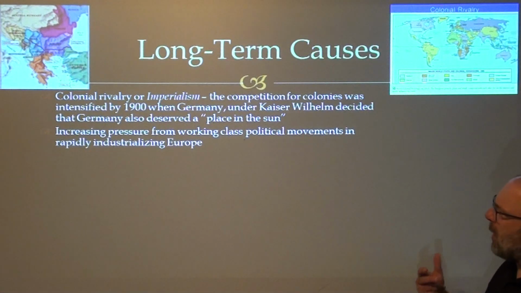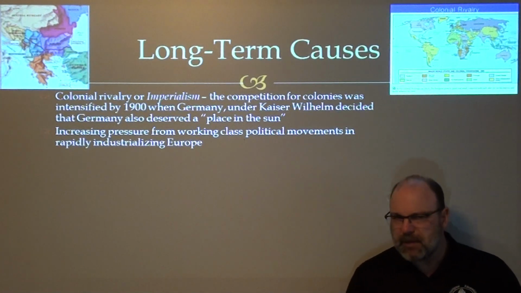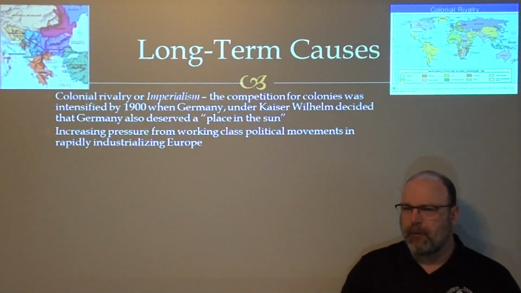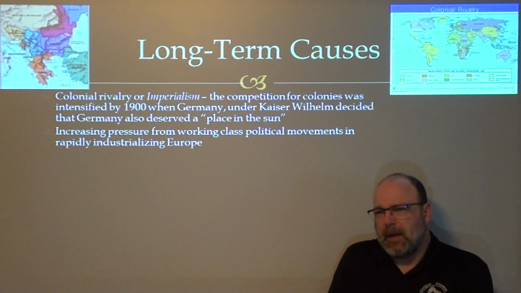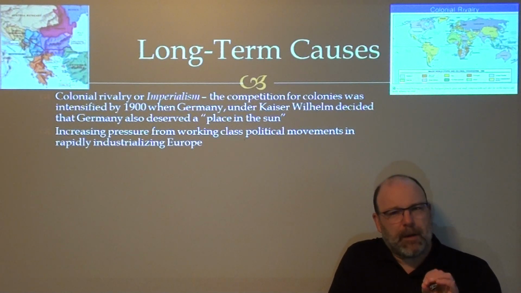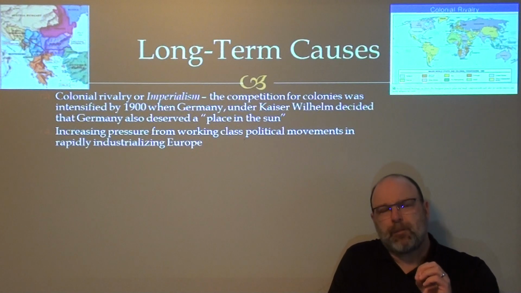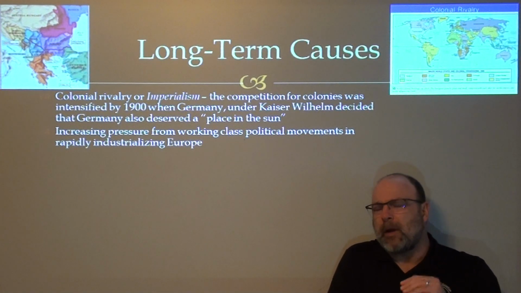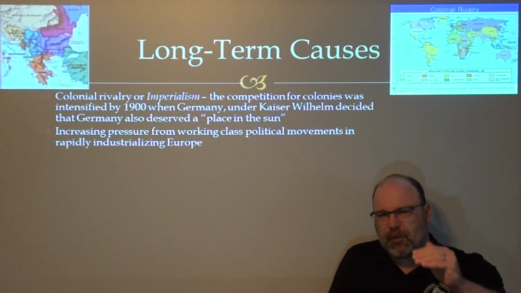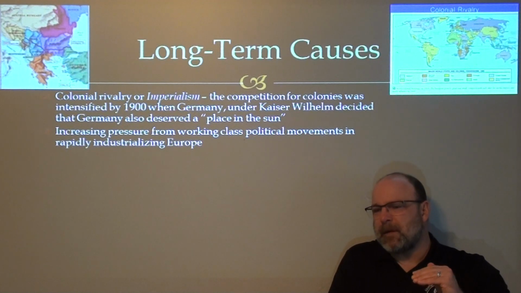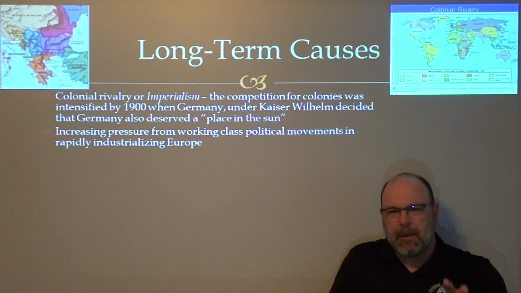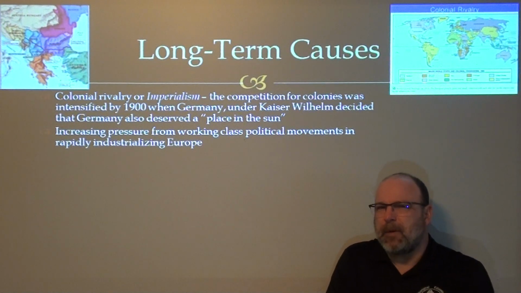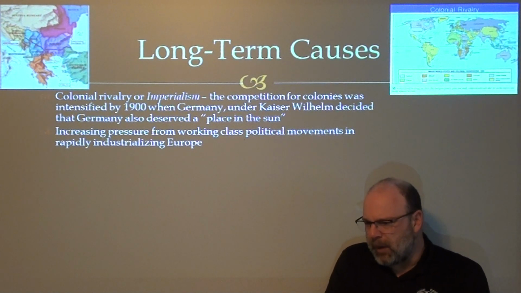Increasing pressure from working class political movements in rapidly industrializing Europe. This cause, I believe, is overlooked, and I want to give you an example. So what's happening in Europe, particularly in Great Britain and Imperial Germany, were leading the way in terms of industrial advancement, in terms of rapid building of railway systems and so forth. I mean, everybody else would eventually catch up, but really it was Germany and Great Britain.